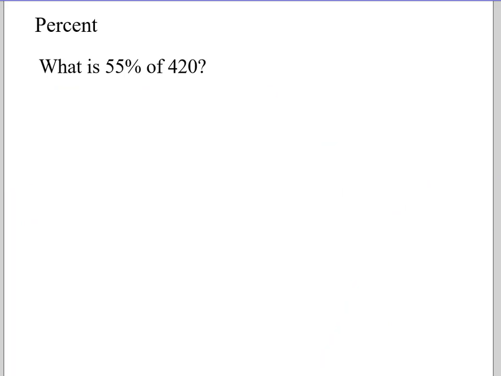Okay, we're almost done. Percent. What is 55% of 420? So if I was doing an estimate, 50% of 420 would be 210. So I need to be around 210 for this problem.